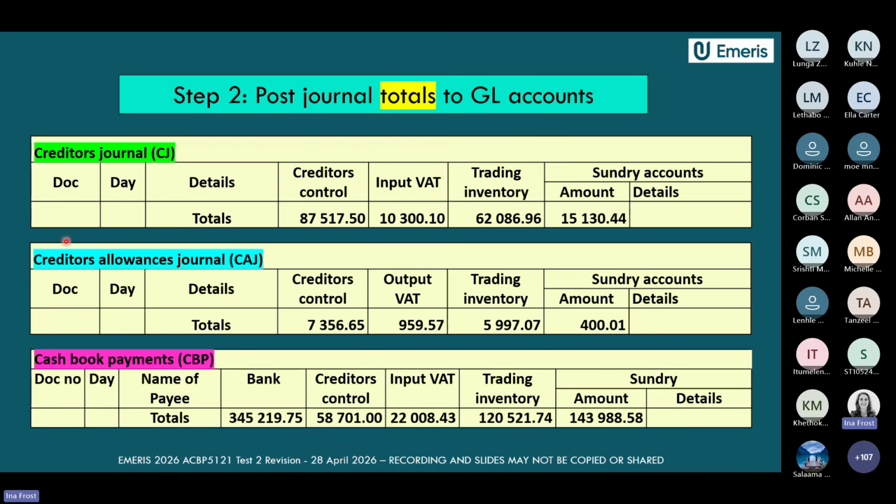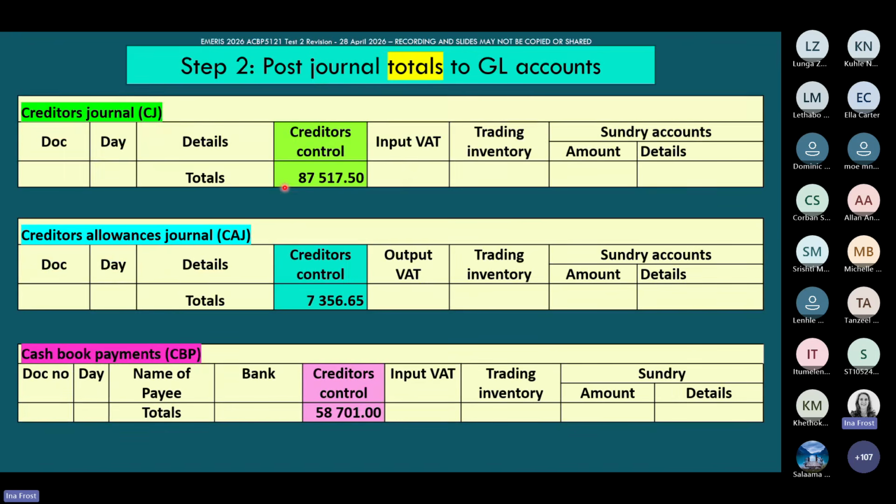I'm going to go through these journals and I'm going to look for all the columns with the words creditors control at the top, because those are the amounts that need to be posted to the creditors control account. So if I look at it like this, I can actually ignore any other amounts that were written in these three journals. For our creditors control account, I'm only interested in columns with the heading creditors control.